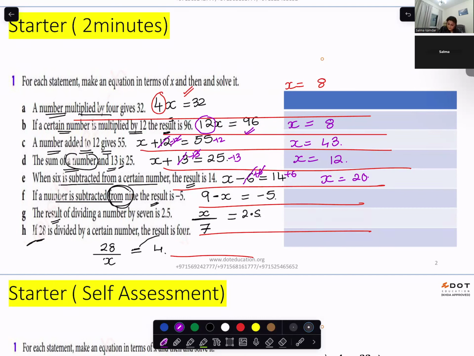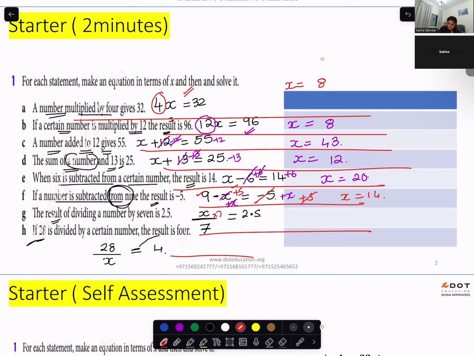Now what I'm going to do? I'm going to add x on both sides. This x and this x will go away. Then I will add 5 on both sides. This 5 and this 5 go away. And I'm left with 9 plus 5, that is x is equal to 14.